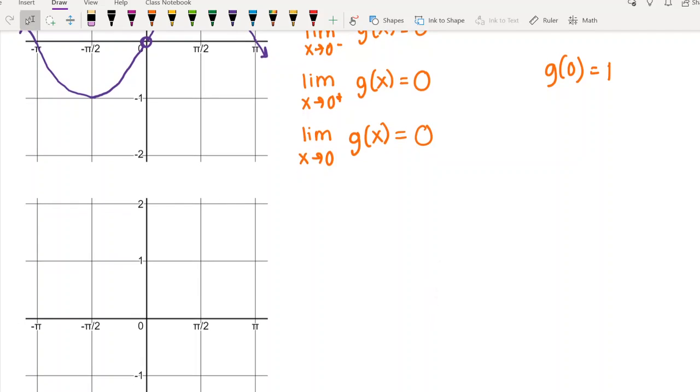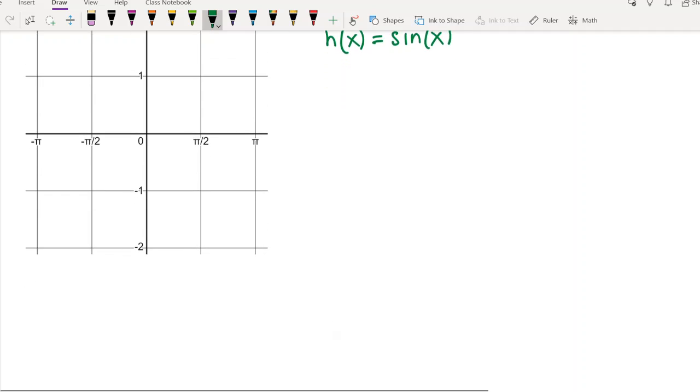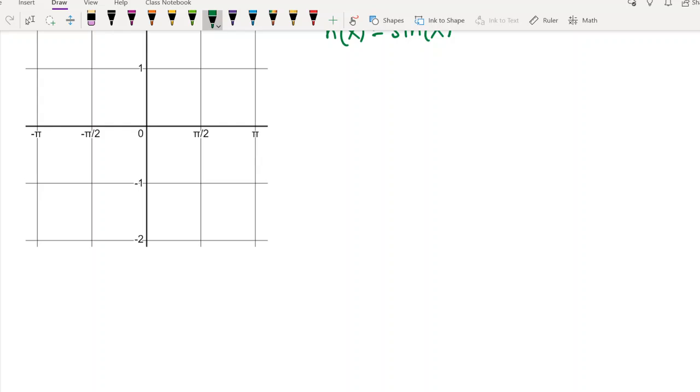So I want to look at one more example, which is actually not a piecewise function, but just to really emphasize the point that I was just making. So let's say now that you were just looking at sine of x on its own. So let's sketch that graph again.